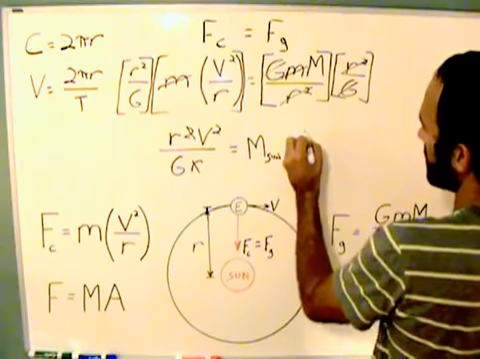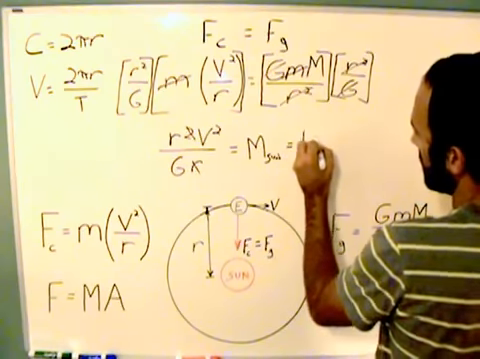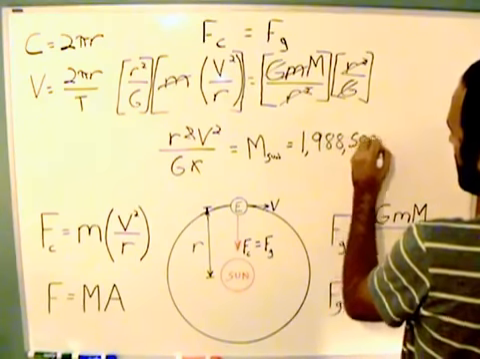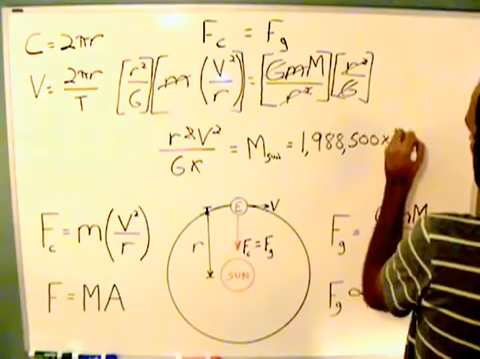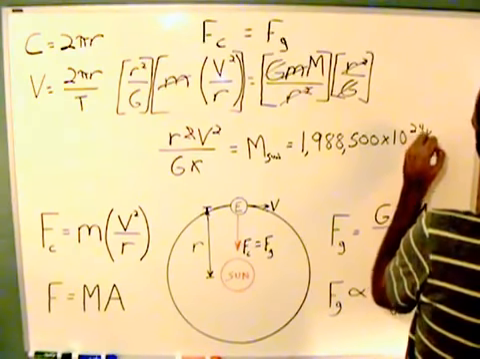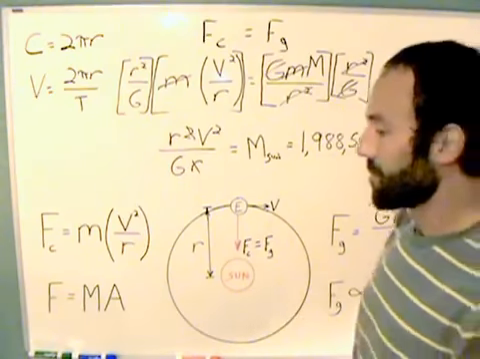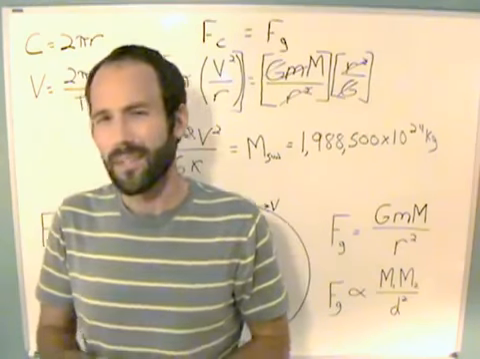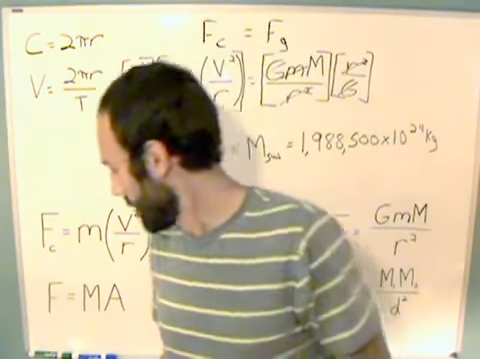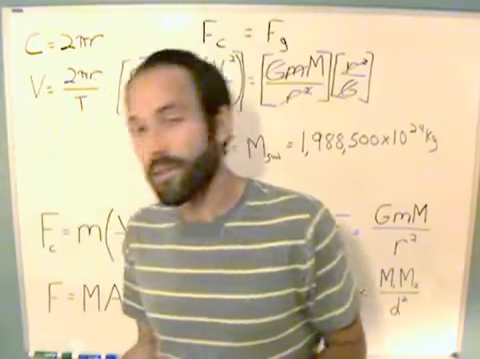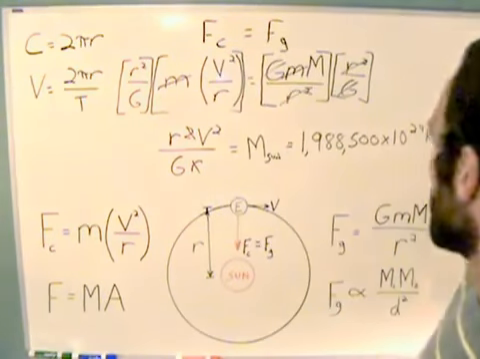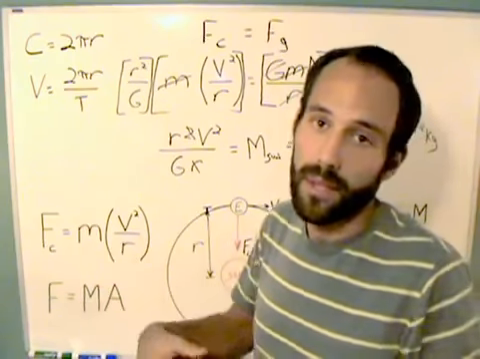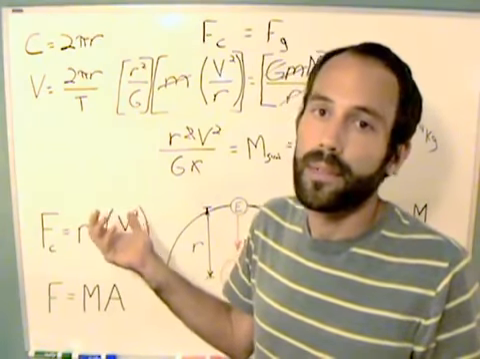And that comes out to 1,988,500 times 10 to the 24th kilograms. Now this is many, many times more massive than the Earth. The Earth is actually 5.97 times 10 to the 24th kilograms, roughly. So, many, many times more massive than the Earth, is what we're told. See the solar system model, the sun appears huge compared to all the planets.